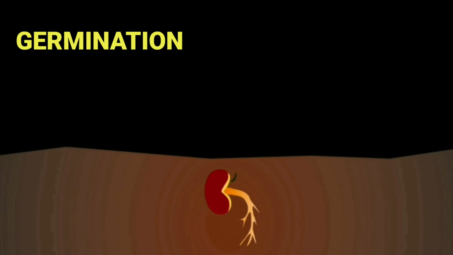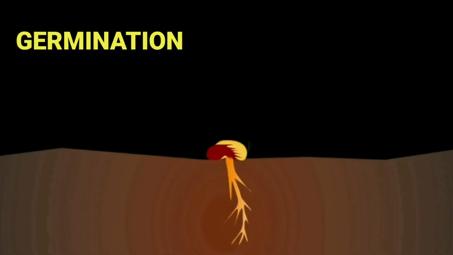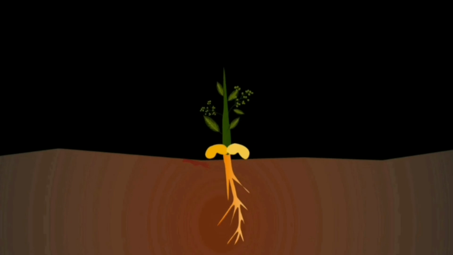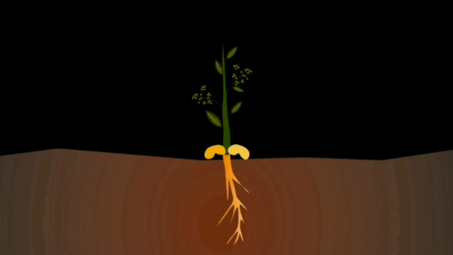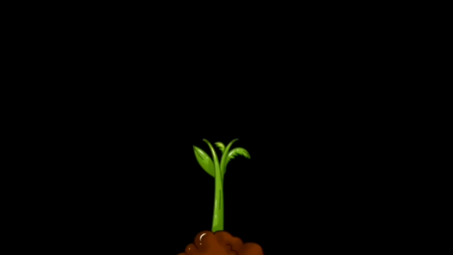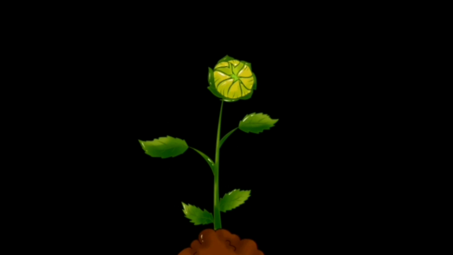If the seed gets enough water, suitable temperature, and air, then it will start to germinate. Germination in any plant ends with the formation of a seedling. The roots of the seedling absorb water and minerals from the soil. The leaves start manufacturing food for the young plant, which keeps growing and becomes a mature plant and produces flowers and seeds.